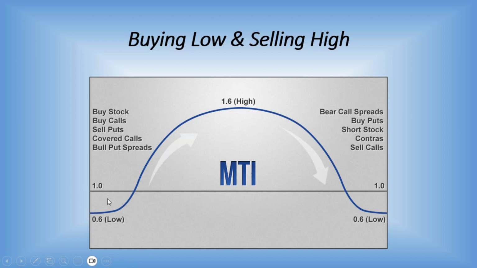So as the market starts rising and the MTI comes off its lows and starts moving higher, well, the market's rising. And so we want to buy stocks, buy calls, sell puts, sell covered calls, sell bull put spreads. In other words, trade things that are going to increase in value as the market is rising. When we get to our topping levels, time to slow that buying. And as we roll over into trend reversal, then trade things that increase in value as they fall in price. Bear call spreads, buy puts, short stocks, buy contras, sell calls.